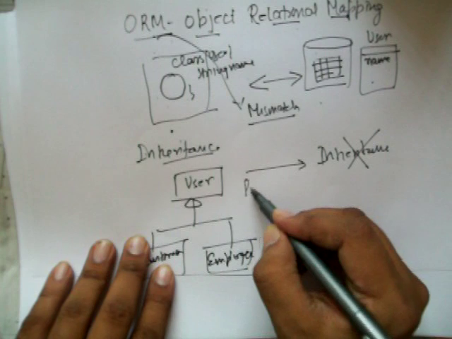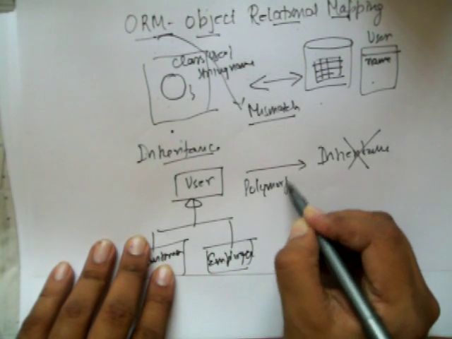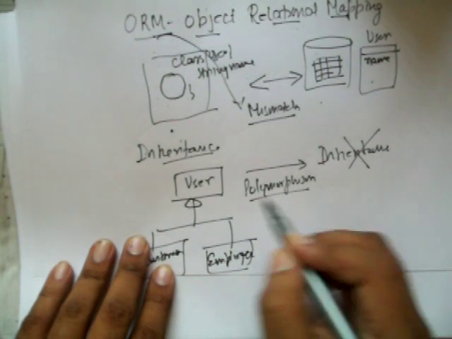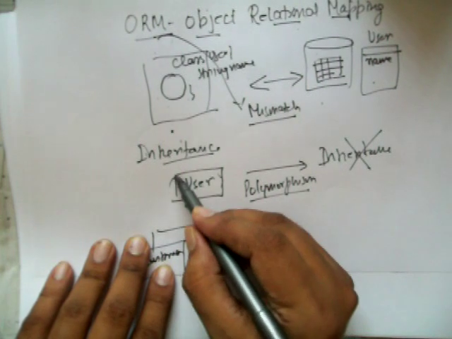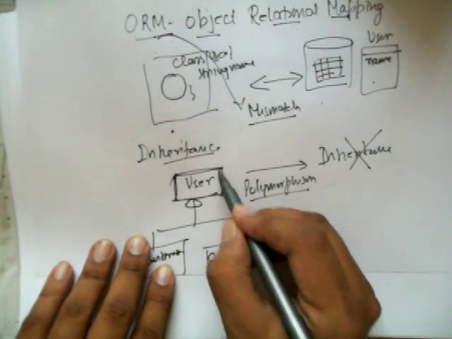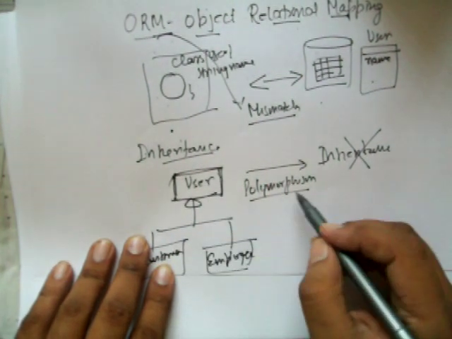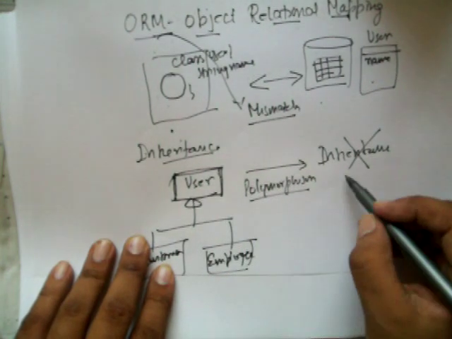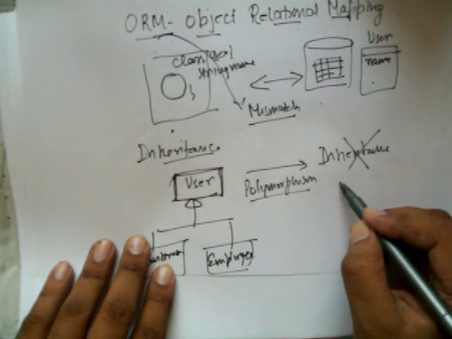Also related to inheritance is polymorphism, because on the object world side you can deal with a base class which can point to a derived class, but there is again no such notion on the relational world side.